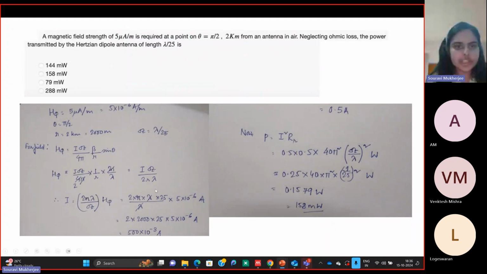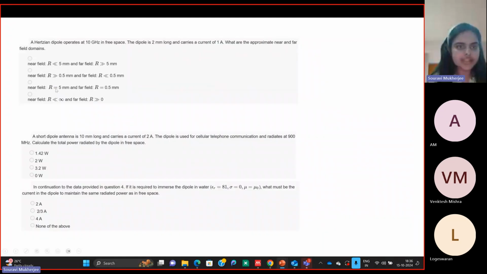Now, this was another question in last year's assignment, which said that there's a Hertzian dipole which operates at some frequency, which is given, in free space, and the dipole dimensions are given, the current is given. So what are the approximate near and far field domains? So how do you find it? First you see what is the wavelength of the wave that is being propagated. You know it's in free space, so the speed of the wave is given as c, and you know the frequency. So c by f will give you the wavelength of your wave.